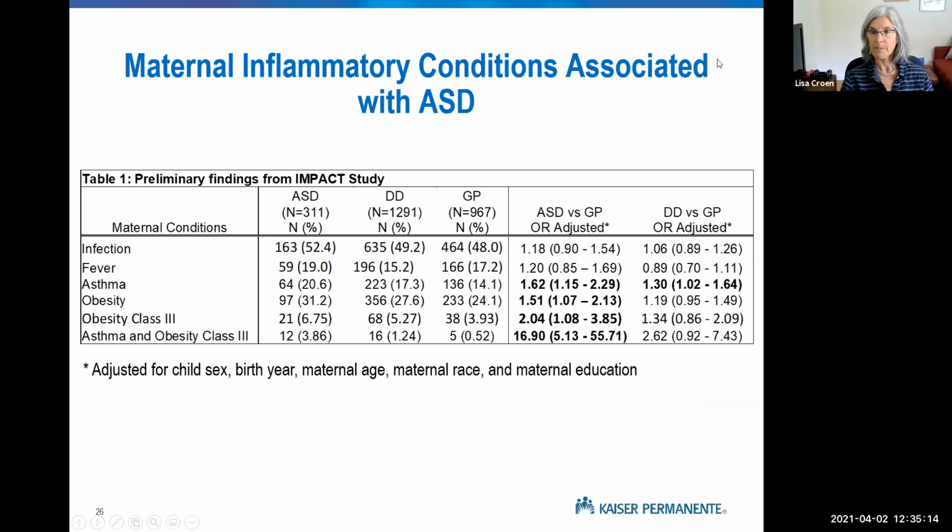And so these are preliminary findings, have not been published yet. We're working on a manuscript. We didn't have the assay data yet, but we had all the extensive medical record data, and looked at a whole range of different maternal conditions that would increase inflammation. And we found that it's in the women who had both asthma and extreme obesity in class 3, which is very heavy, that had this phenomenally high risk for having autism. And there's a large confidence interval. This is not very precise, but the bottom of this is at least a 5-fold increased risk for autism.